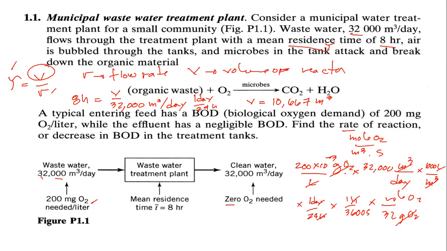200 exponent minus 3. Be careful sa pagpindot sa calculator. Times 32,000. Okay, times 1,000. Yun munang nasa numerator. Tapos yung sa denominator naman, 24 times 3,600 times 32. So, you're supposed to get 125 divided by 54.